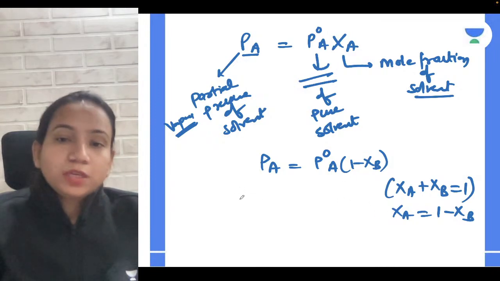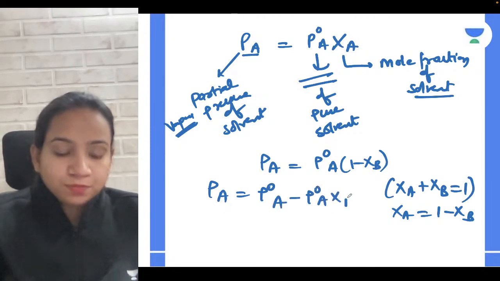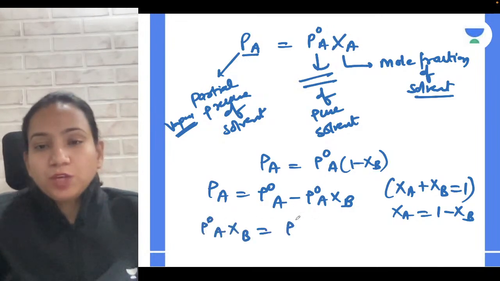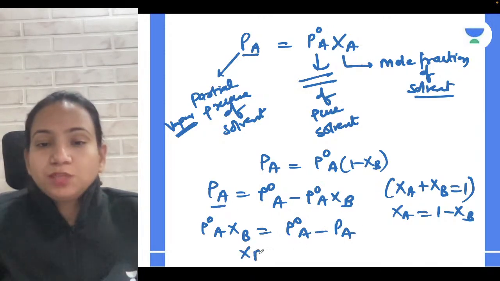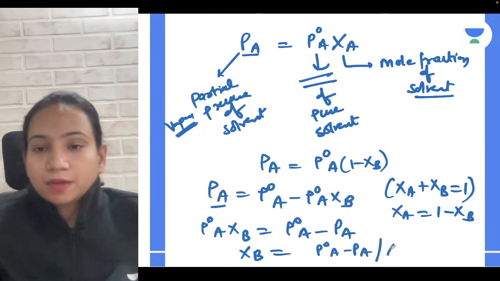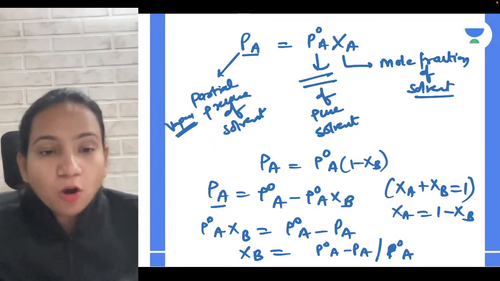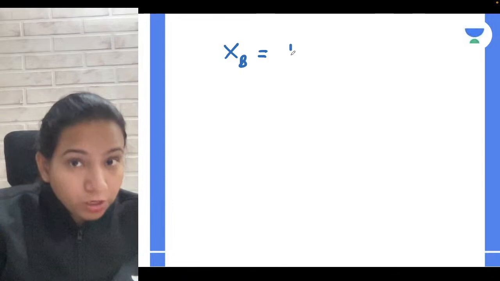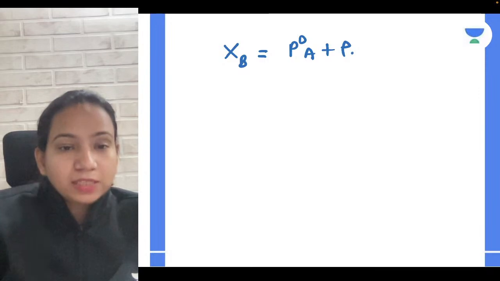So we can just rearrange this equation. PA = P0A minus P0A XB. If I take P0A XB to this side and PA to the other side, XB becomes P0A minus PA divided by P0A. So this is the expression we get for the relative lowering of vapor pressure: the mole fraction of the solute is (P0A minus PA) divided by P0A.